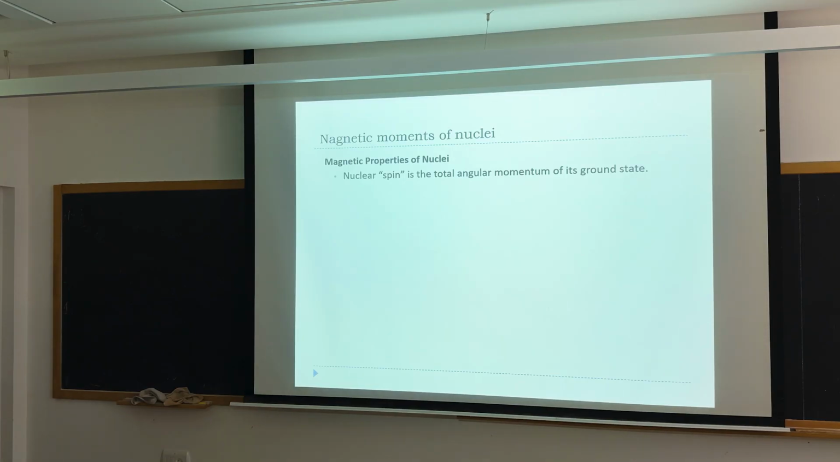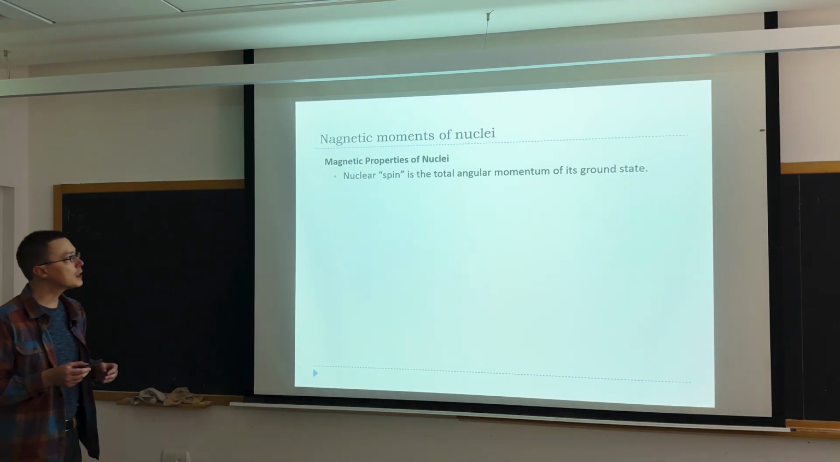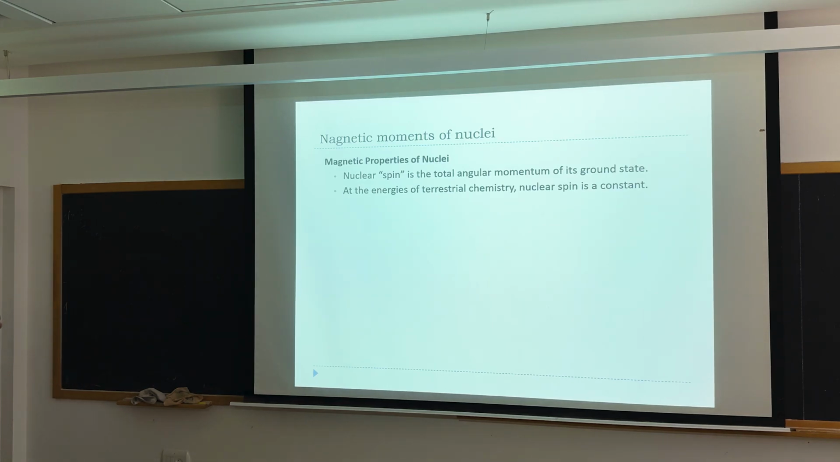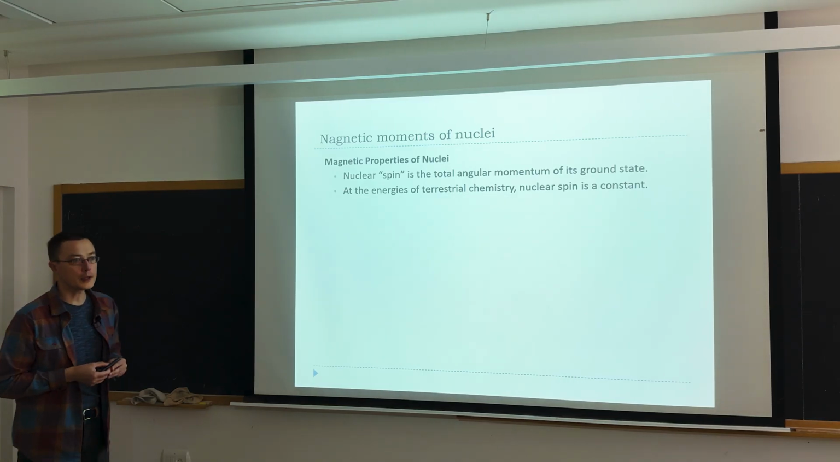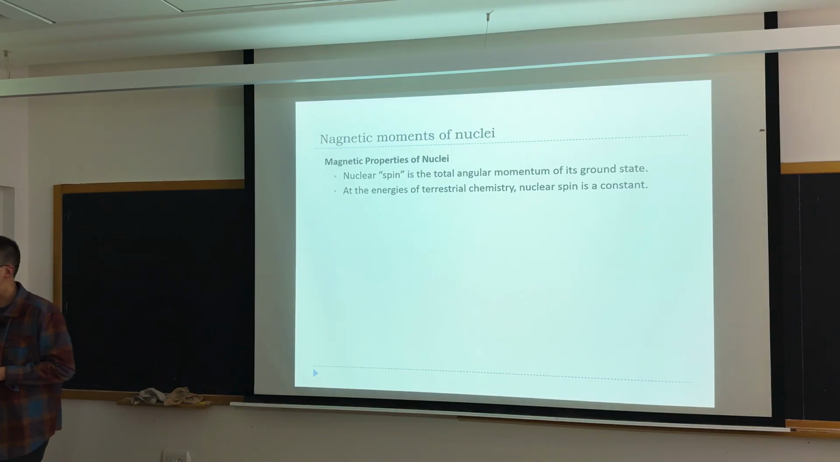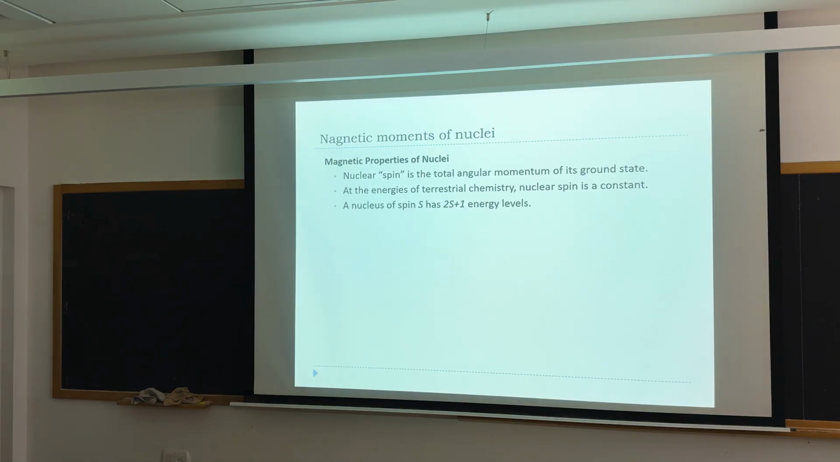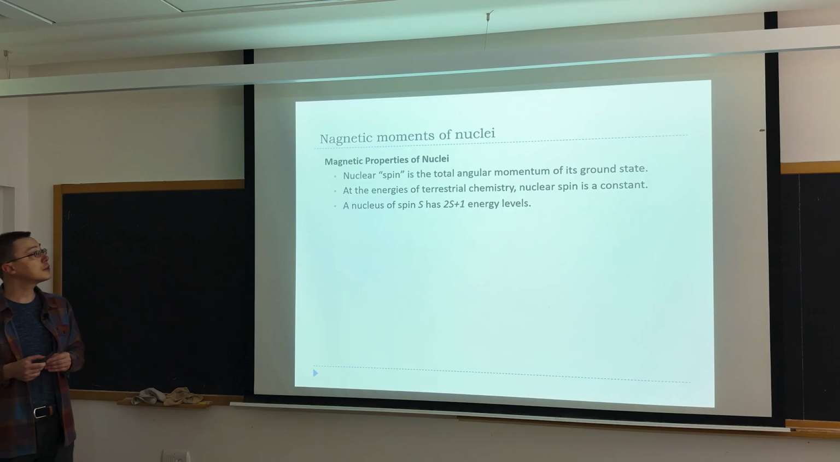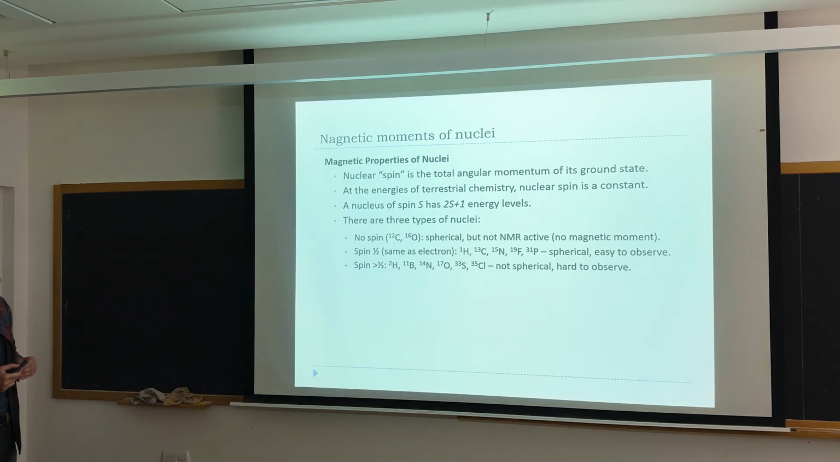Well, the summary of the previous two lectures, as I told you then: nuclear spin isn't actually spin in the same sense as electron spin. It is the total angular momentum of the ground state of the nucleus at the energies that chemists would realistically access. We do not populate nuclear excited states, and so for us nuclear spin is fixed and more or less a fundamental constant. If you have a nucleus of spin s, it would have 2s plus 1 energy levels. You all know that from your basic courses.